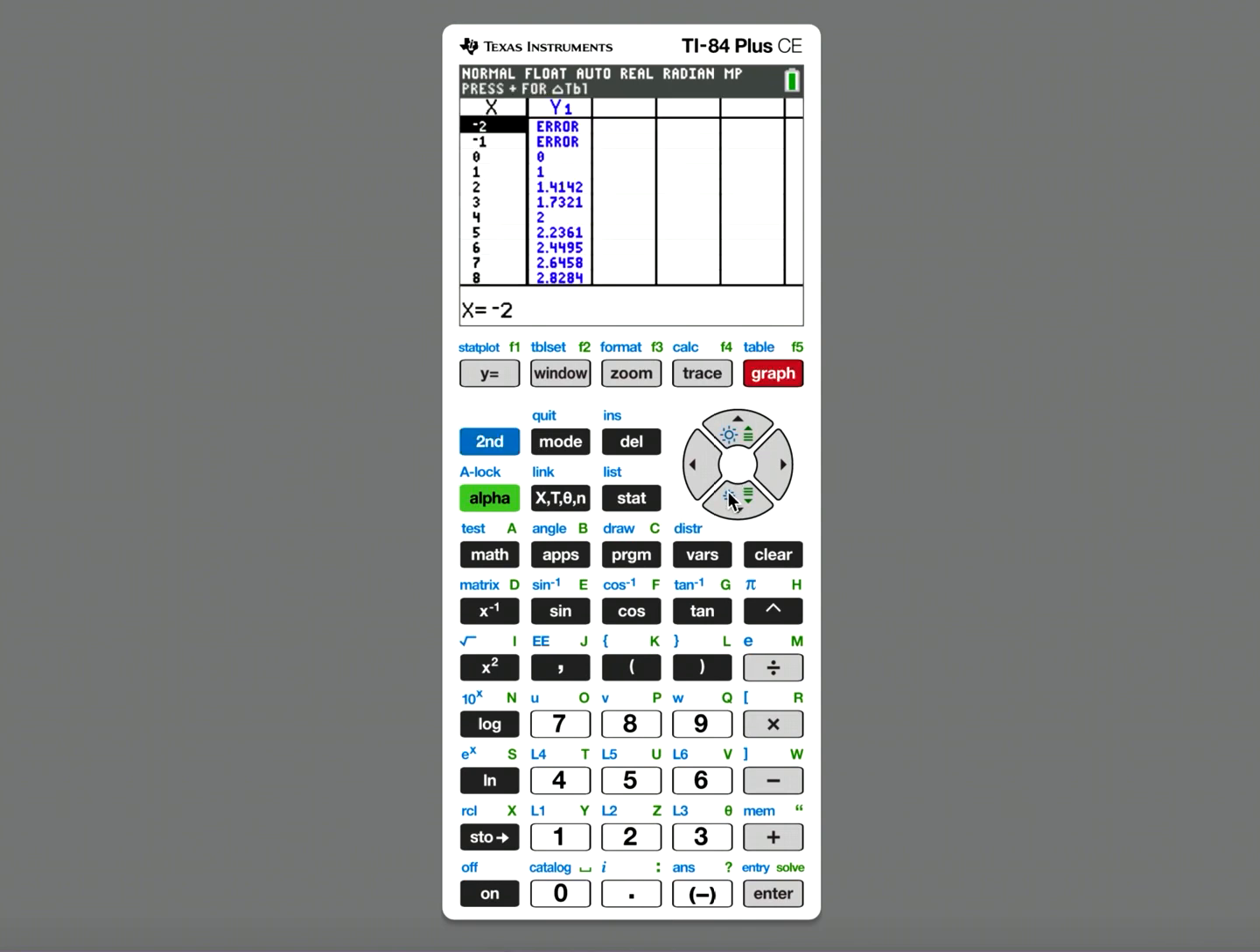So looking at our table, after 0, 0, actually, when you get into the negative numbers, it says error. So there's no points there. So let's first just copy down the points that we have onto our page. So we have 0, 0, 1, 1, 4, 2, and 9, 3.